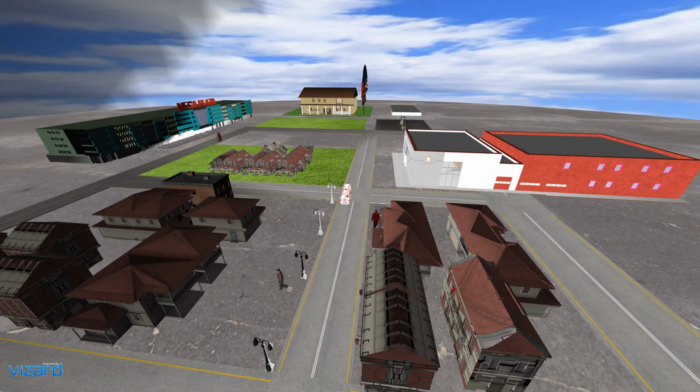And right now I have 15 avatars, which move randomly from the apartment one to the hospital, to the gas station, to the school, or to the mall. They move randomly.